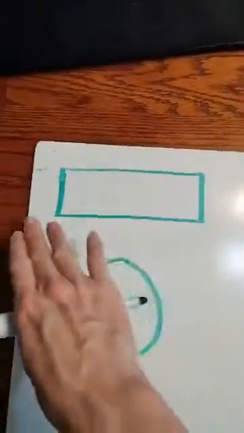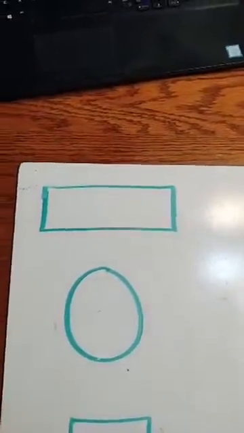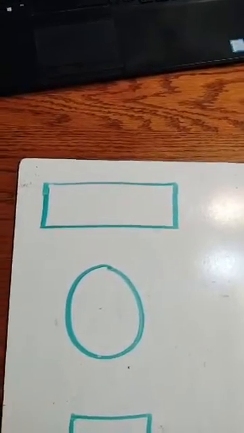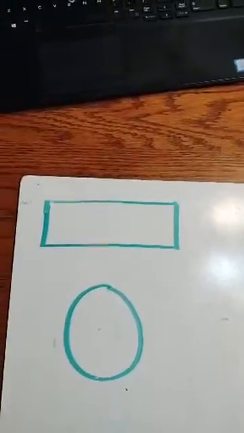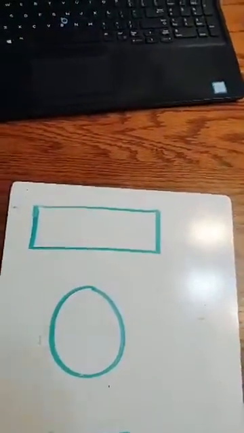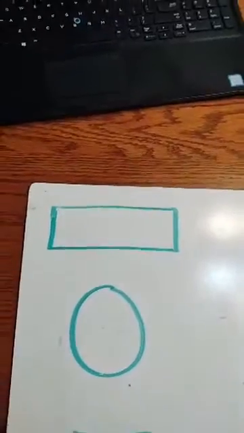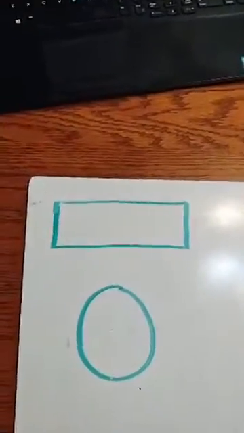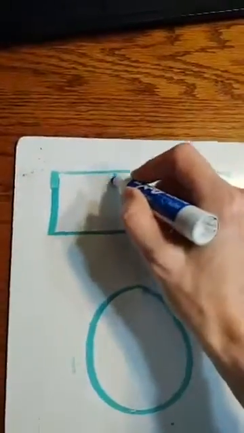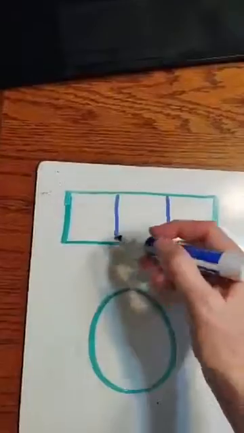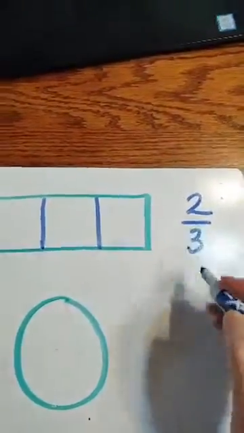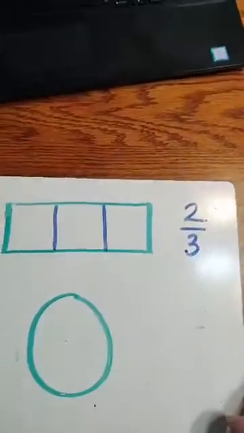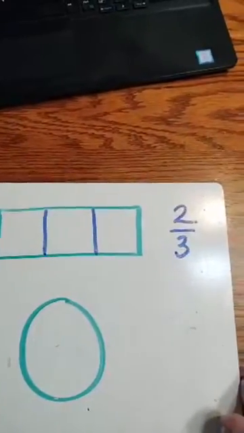Alrighty, I've got a rectangle here, okay? And first of all, let's divide it into thirds. So how many equal pieces are we going to have if we divide it into thirds? You're right. I want 3 equal pieces. So I have my 3 equal pieces. Now, what if they tell us to shade 2 thirds? How many of those pieces am I going to shade?